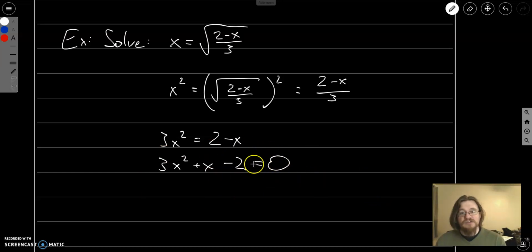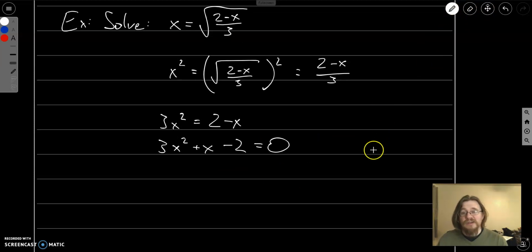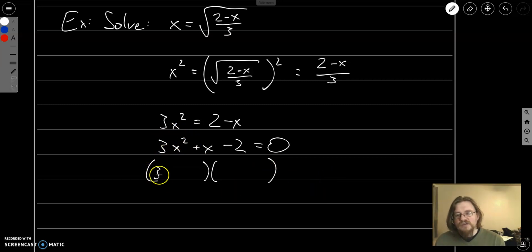polynomial, so we can just factor this, or at least try to factor this, and if we can't, we can use the quadratic formula. So let's see if we can factor this. We have to have our two terms multiply together to get 3x squared. So I'm going to put a 3x and an x, so that when I multiply these together, I'll get the 3x squared. And then I need to multiply two things to get negative 2.